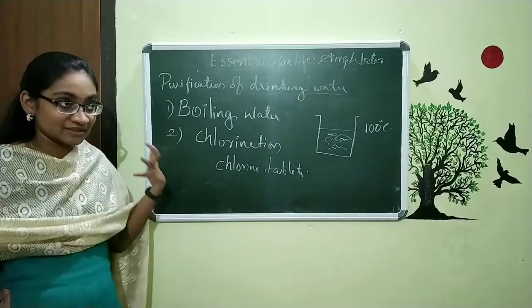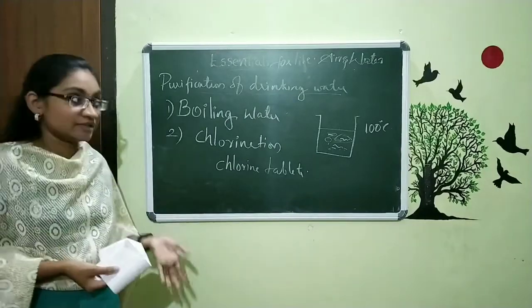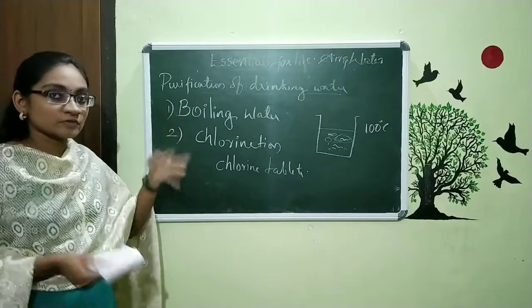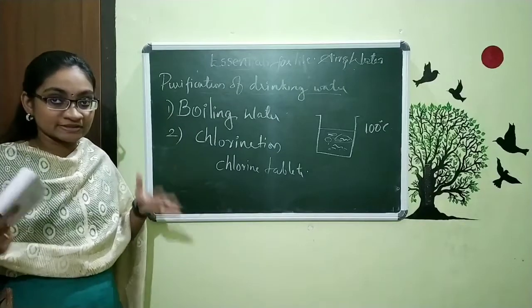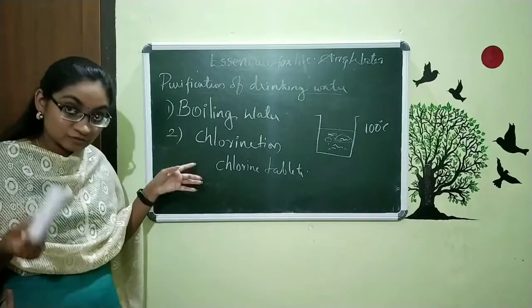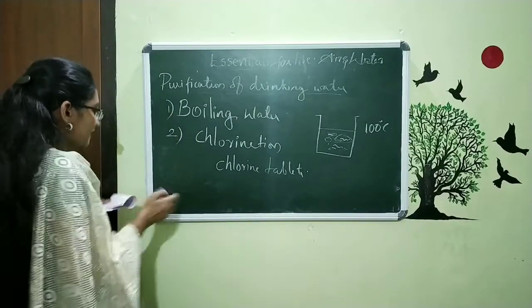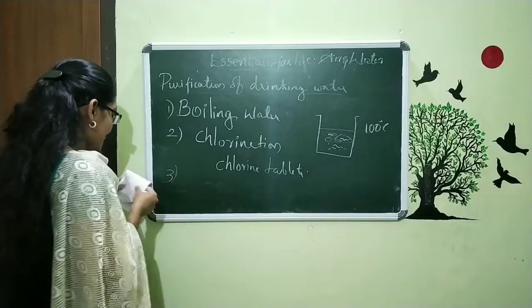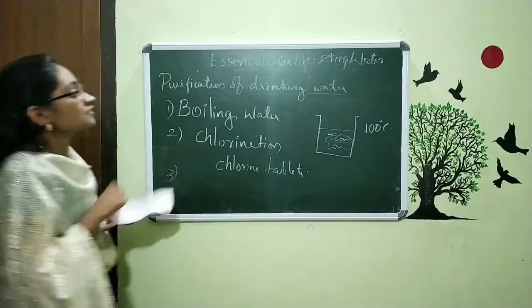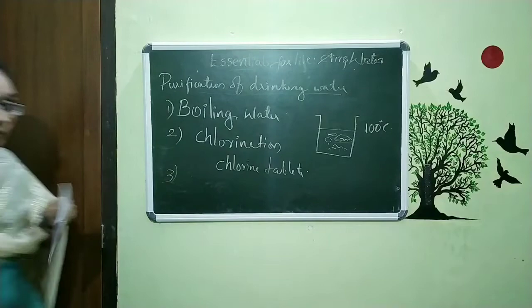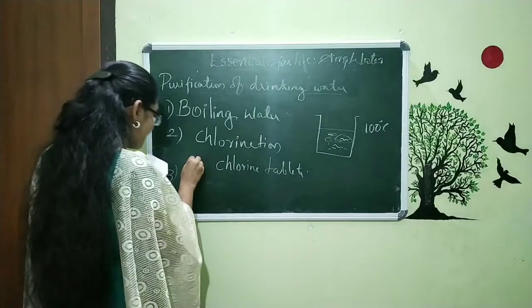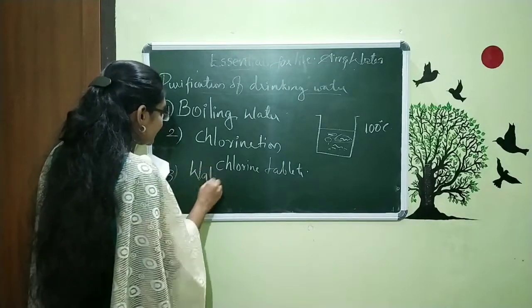Within the well there is plenty of water, so logically it's not possible to boil the whole water to kill germs. What can we do? We can do the chlorination. That is the second process. And the third process is this. To purify our drinking water, we can use water purifiers.